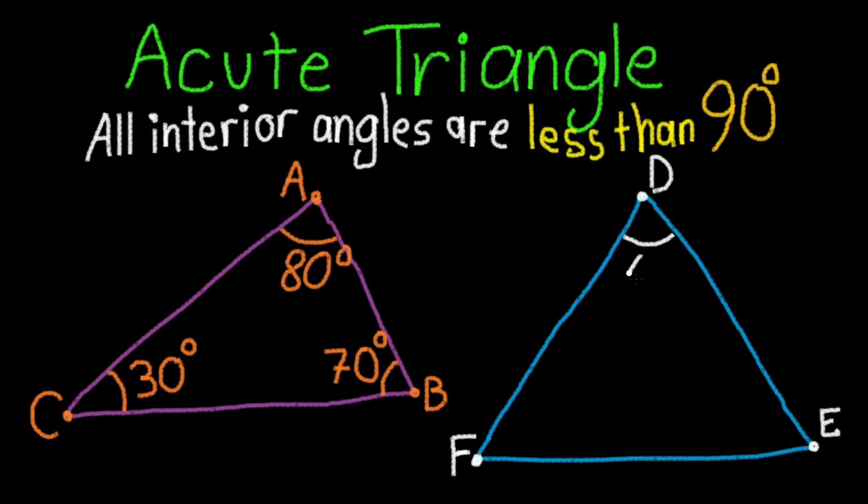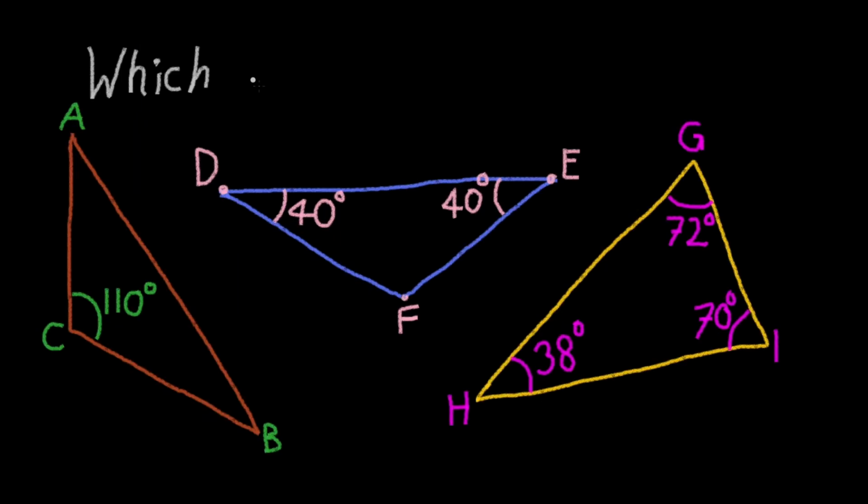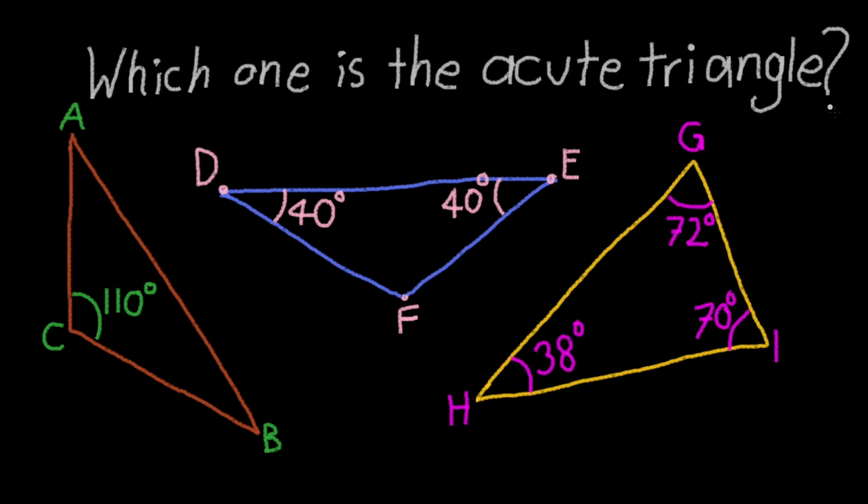All three of its angles are 60 degrees, which means it is both an acute triangle and an equilateral triangle, because equilateral triangles have 60-degree interior angles. And here is a nice piece of extra information for you. All equilateral triangles are also acute triangles. Now, let's look at these three triangles and try to determine which one is an acute triangle.